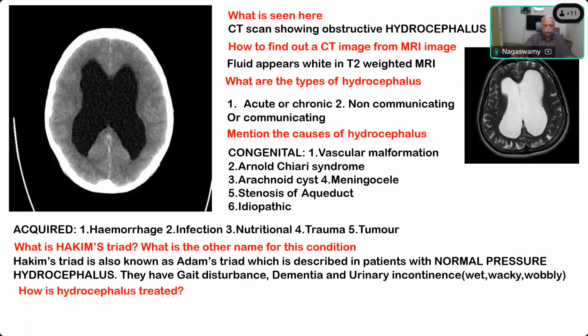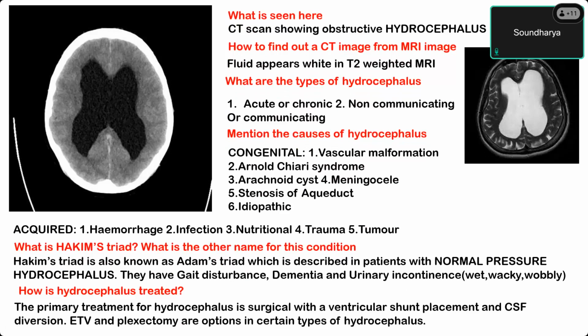How is hydrocephalus treated? So shunt procedures can be done. Either you can divert the ventricular fluid, VP shunt or ventricular shunt. Primary treatment is surgical with ventricular shunt placement or CSF diversion by ETV.